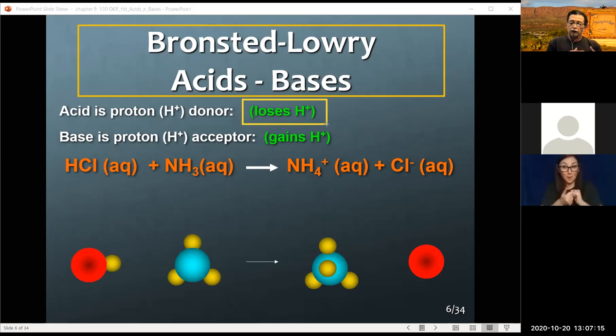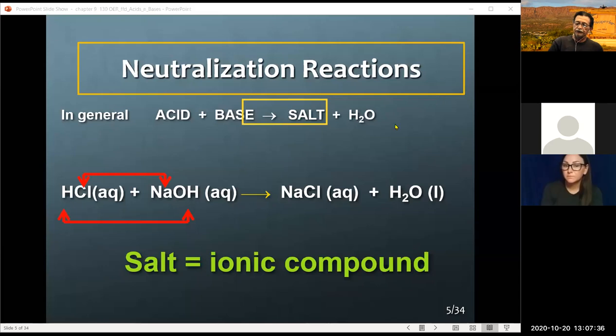With respect to the Brønsted-Lowry definition, a base is any compound, any chemical, that will accept that proton. Now, if we go back to the neutralization reaction, aren't we doing that anyway? This encompasses hydrogen chloride producing a proton.